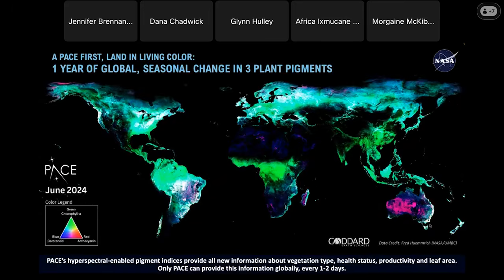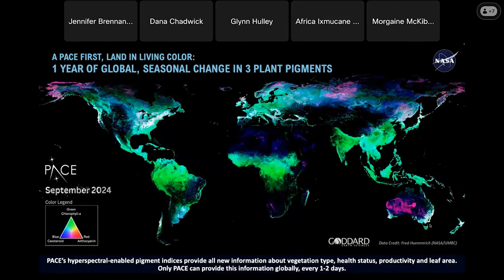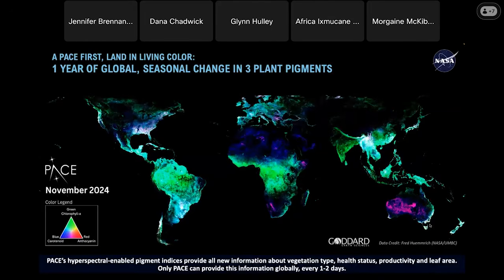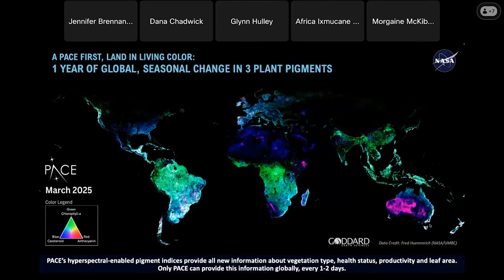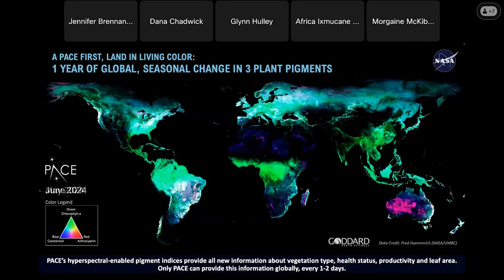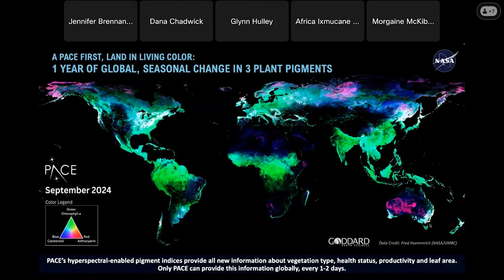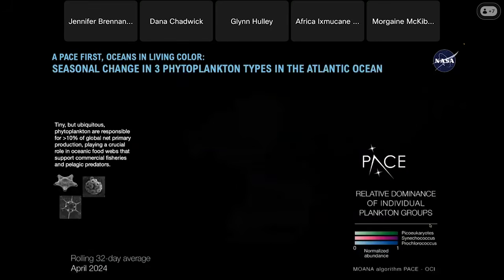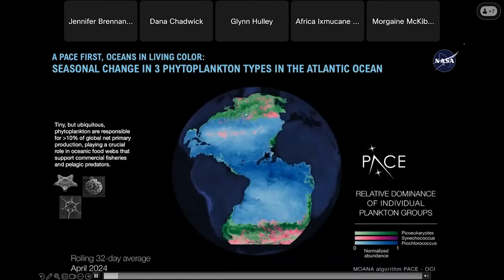And I know a lot of folks, perhaps the majority of folks here, are actually land folks. PACE has land data as well that is just as phenomenal as our ocean data. This image here is a first. It's also combining 3 different data products, which I should have mentioned on the previous slide. I didn't actually detail what each of these things are. Sorry about that.